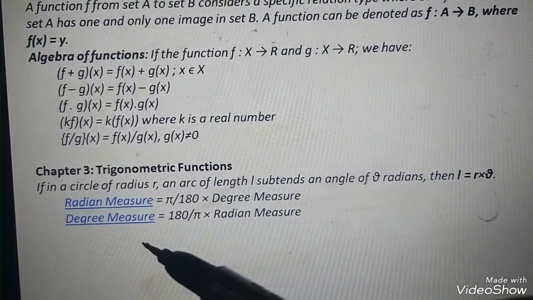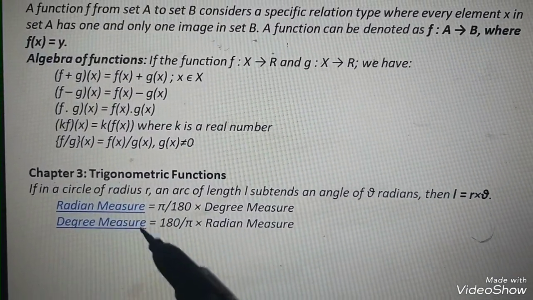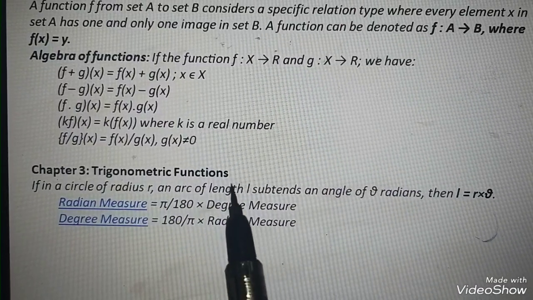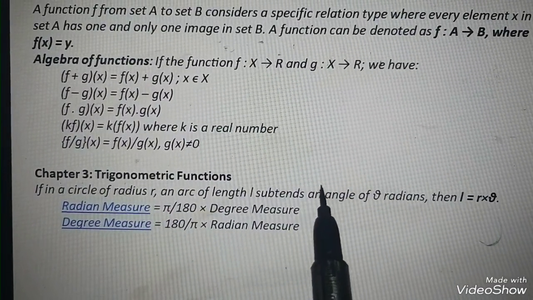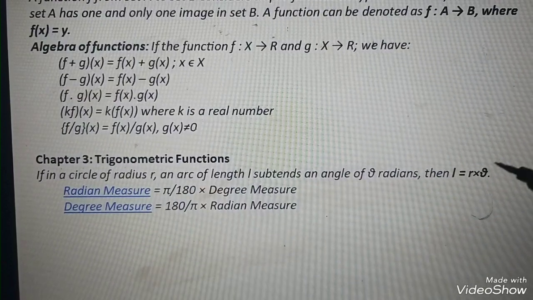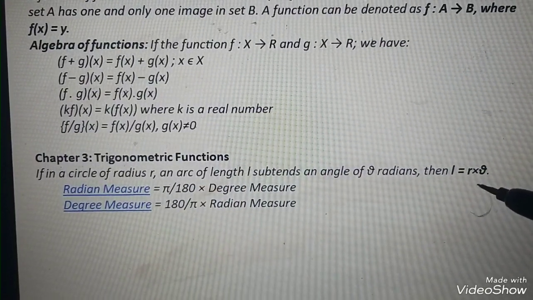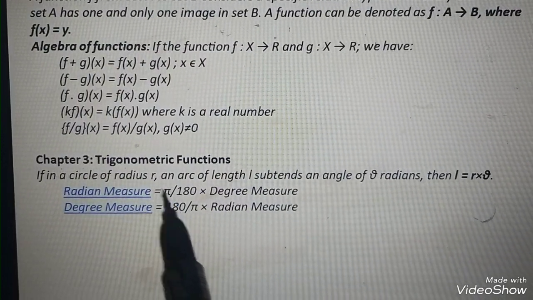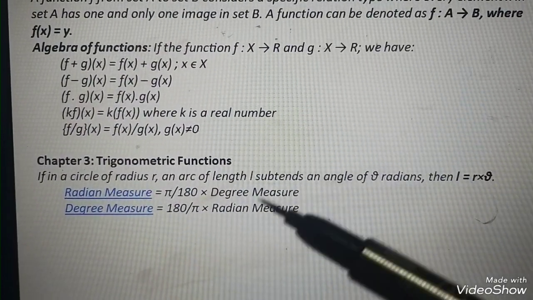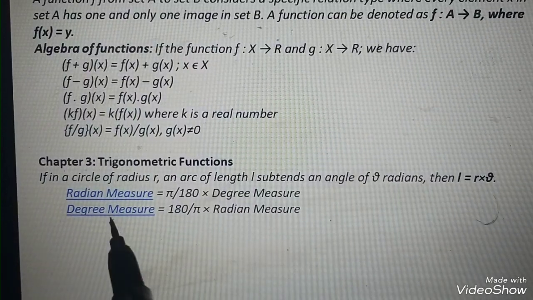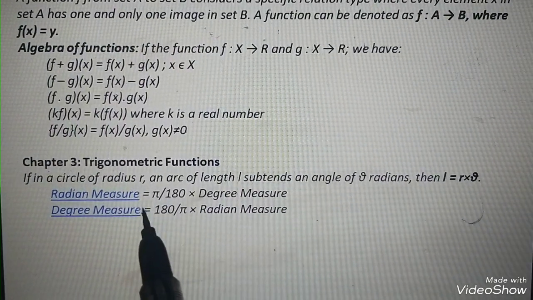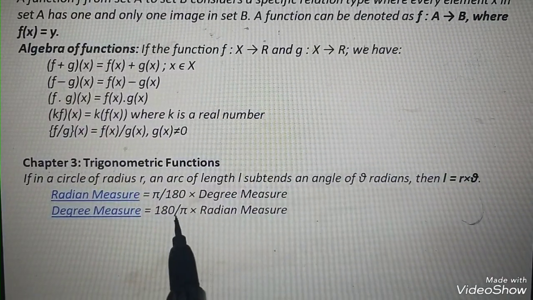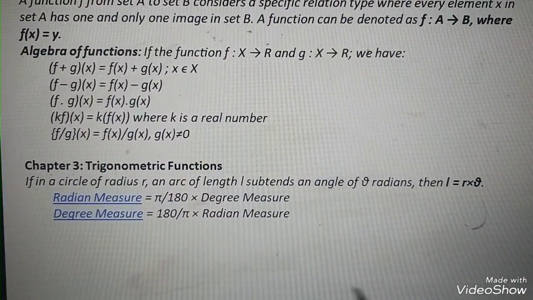Now next chapter is trigonometric functions. In a circle of radius r, if an arc of length l subtends an angle of theta radians, then l equals r into theta. Then radian measure can be denoted as follows, and it is given in multiple choice questions, children. What is the radian measure? Radian measure is pi by 180 into degree measure, and degree measure is 180 by pi into radian measure.